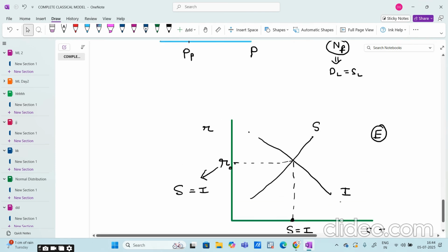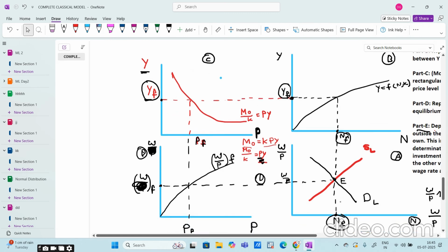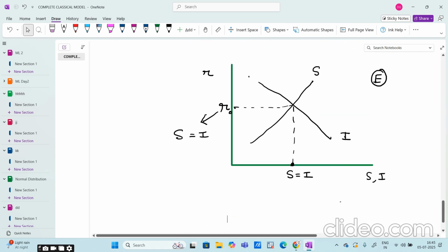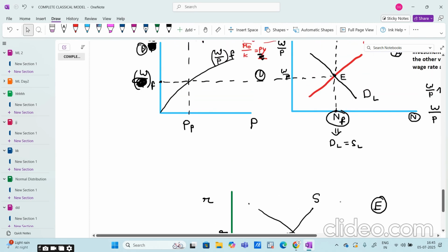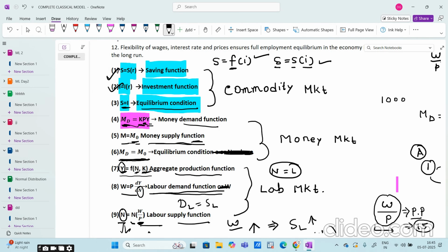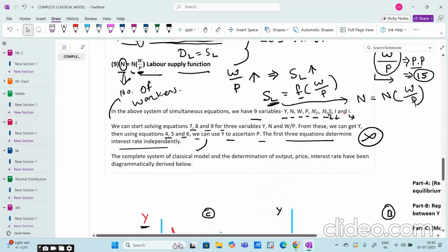Now these four graphs are connected with each other. All of these four graphs, part A, part B, part C, part D, are connected with each other, and a change in any of the variables will lead to a change in other variables also. But this part E is not connected to any of the graphs above. Part E is completely segregated from all of those things, and I can show it with the help of equations also. As you can see from the equations, R, the rate of interest, is present in only two equations, that is 1 and 2. In the other equations, 4, 5, 6, 7, 8, 9, the rate of interest is not present. So the rate of interest is present only in equations 1 and 2.